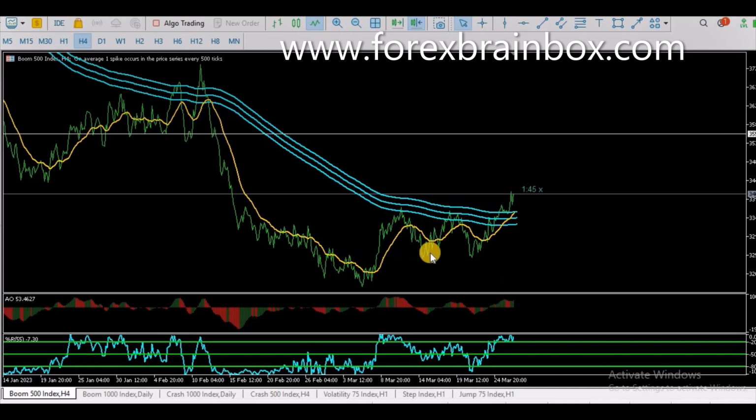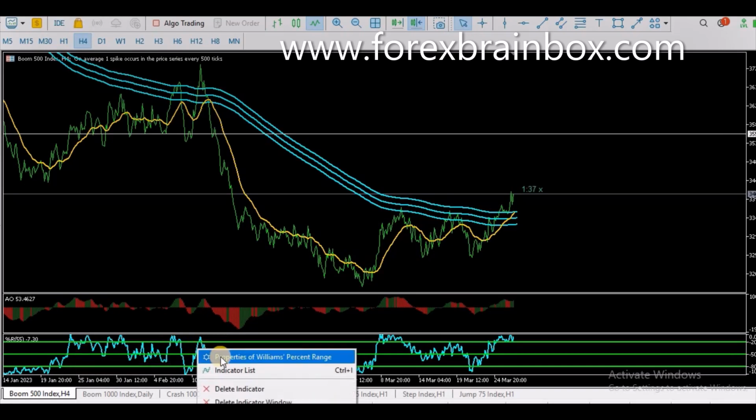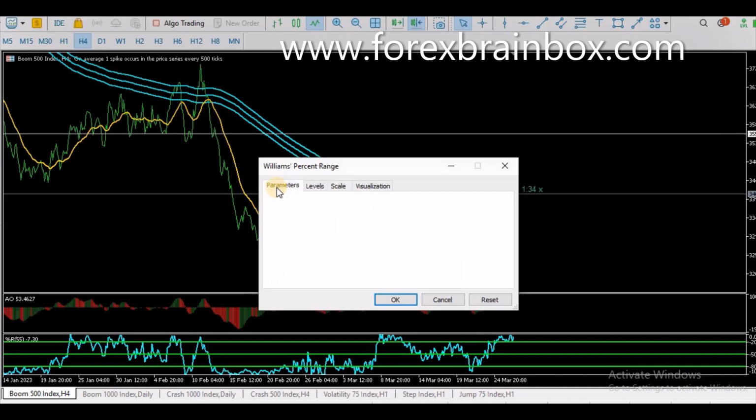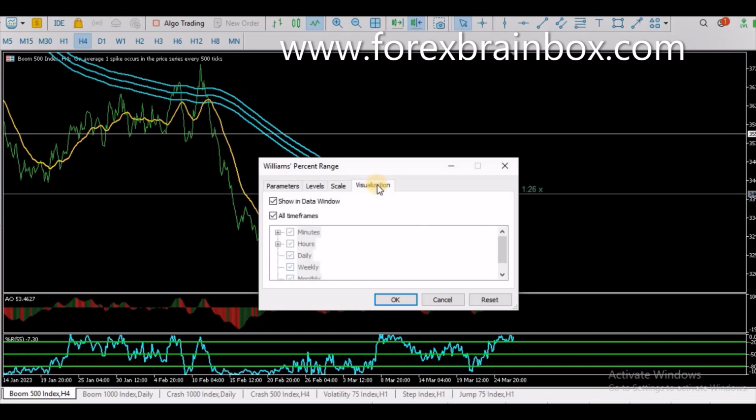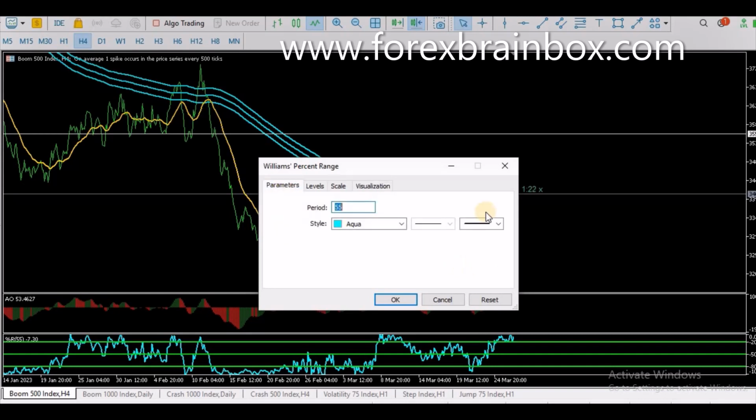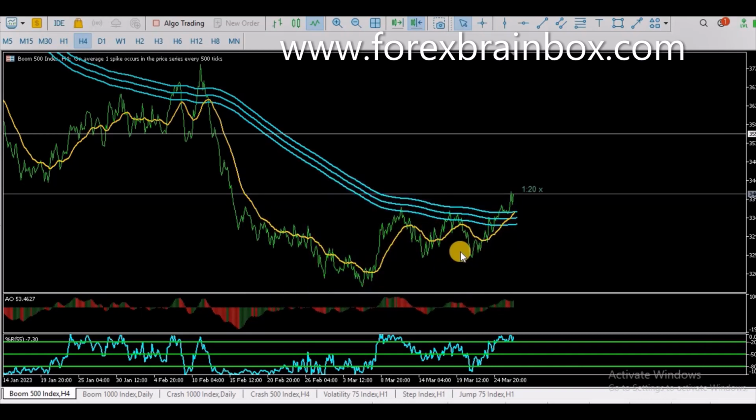Meanwhile, there's another indicator below. This is called the WPR, Williams percentage range, and these are its settings: period 55, levels -80, -20, -50, and the visualization is set to all time frames. So what we're looking for is the market to start pushing up when it's below the home base.